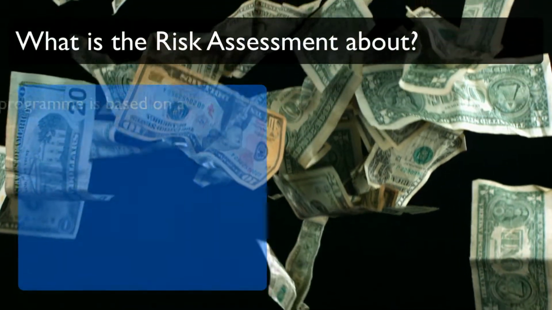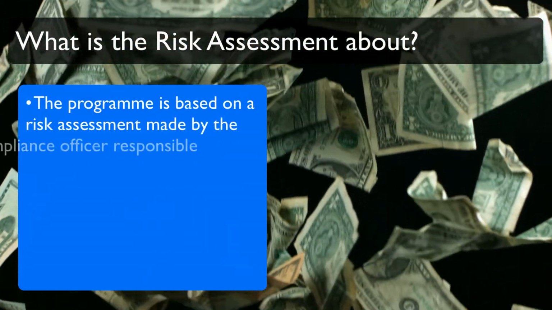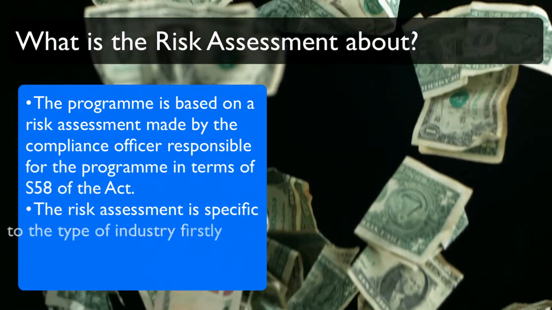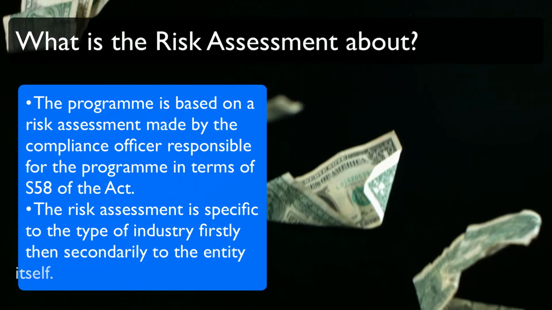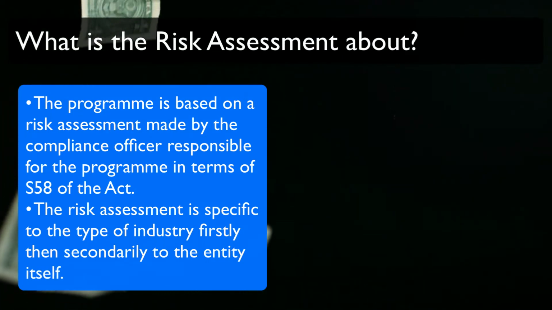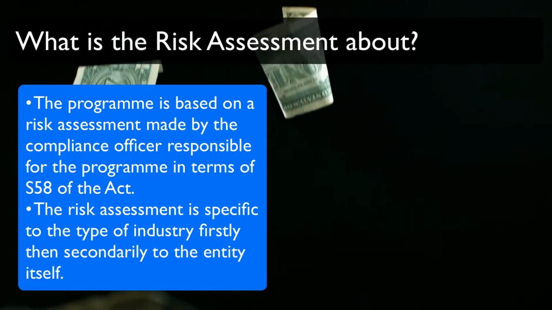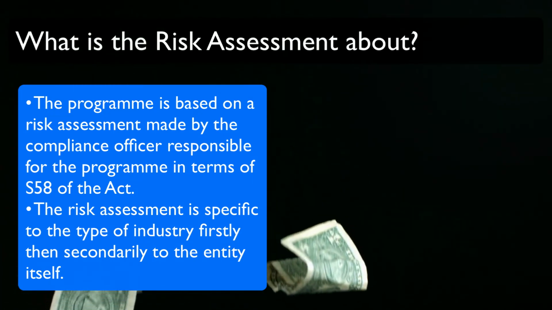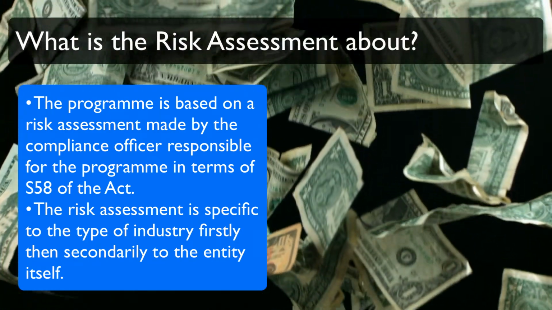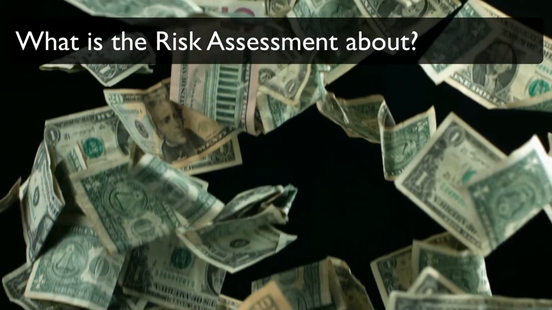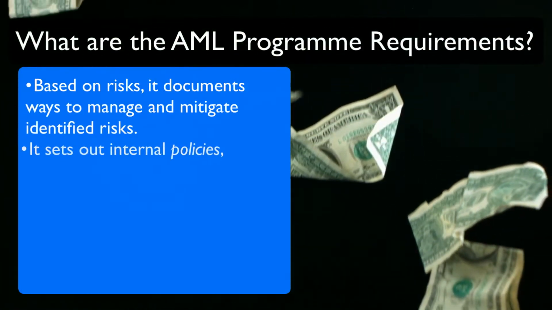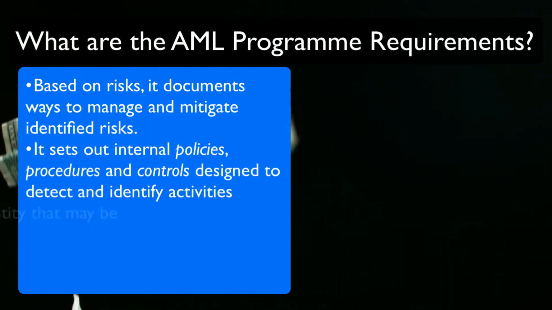So an AML CFT program is based first of all on the client's risk assessment, made by the compliance officer who's responsible for the program in terms of Section 58 of the Act. The risk assessment is specific to the type of industry firstly, then secondarily to the entity itself. So the risk assessment has to be thought through in terms of the specific requirements of the entity. And then the AML CFT program itself is based on the risks identified. It documents ways to manage and mitigate identified risks.